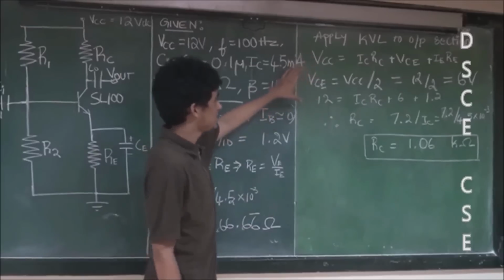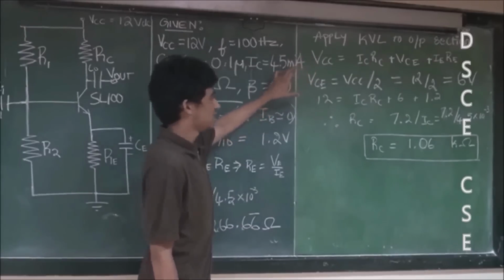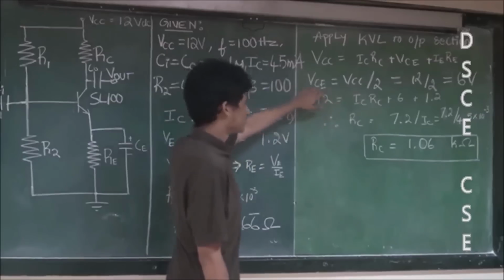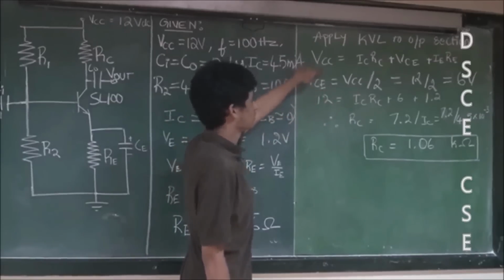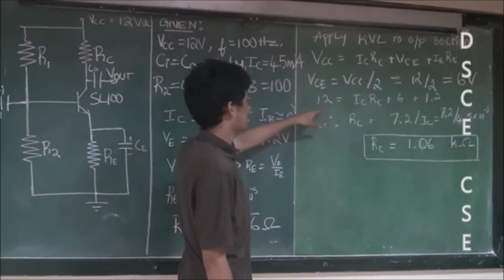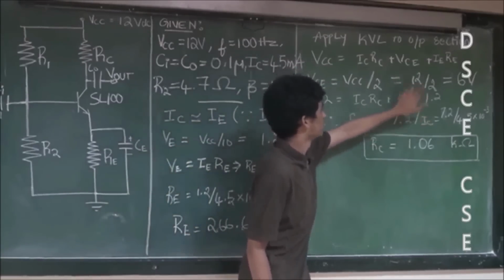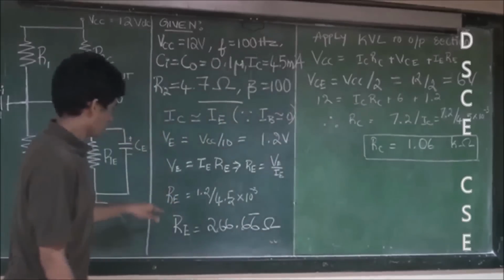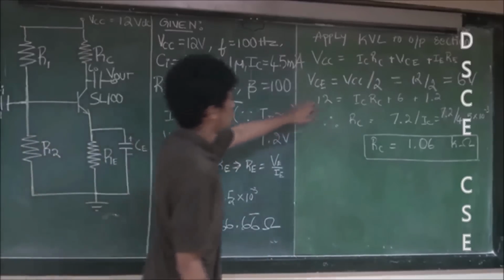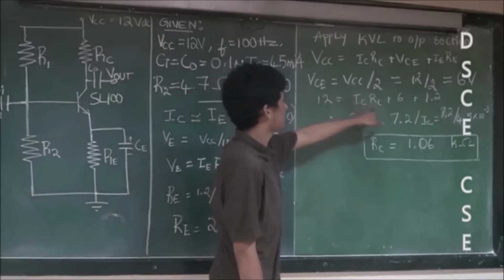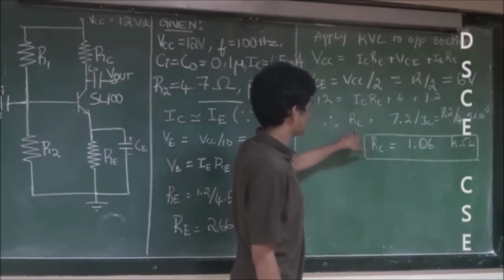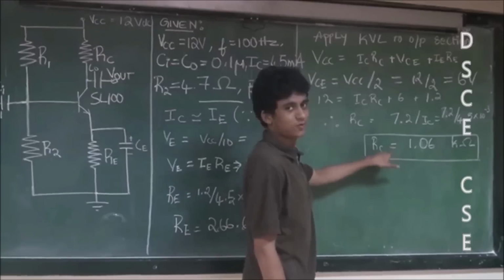We know that VCE equals VCC by 2. So we have VCE equals 6 volts. We substitute this value back into this equation. So we get 12 equals IC RC plus 6 plus 1.2, because IE RE equals VE, which is equal to 1.2 volts. So we substitute it here and we obtain the value of RC because we know the value of IC. So RC will be 1.06 kilo ohms.